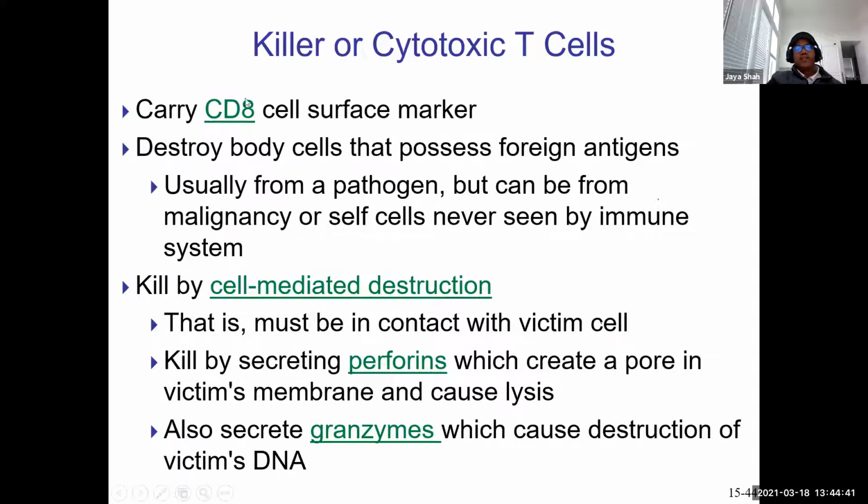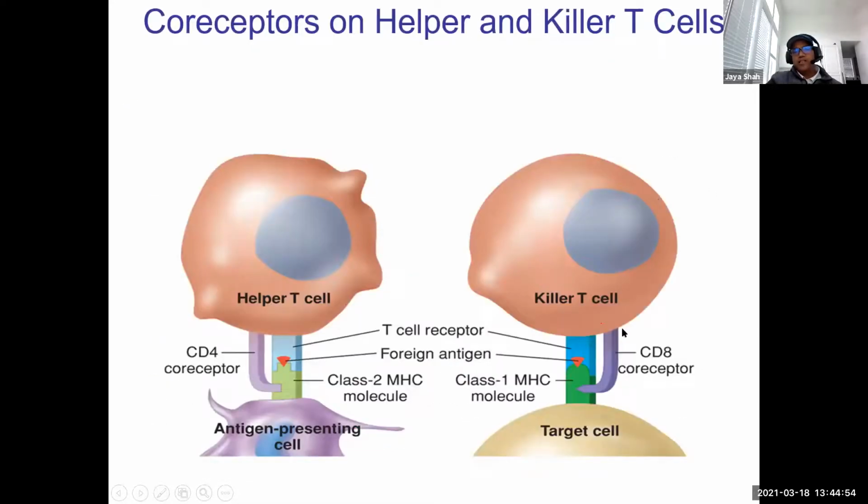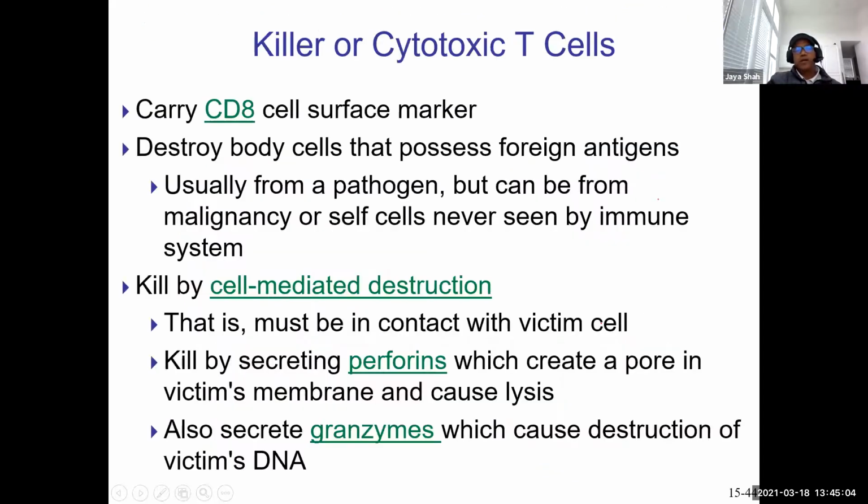So this is the same thing here. Killer or cytotoxic T cells carry CD8 cell surface marker and destroy body cells that possess foreign antigen. So let's see, when this killer cell gets the antigen, now what happens? The killer T cell becomes cytotoxic, active T cells, and these cells destroy the cells that possess foreign antigens.